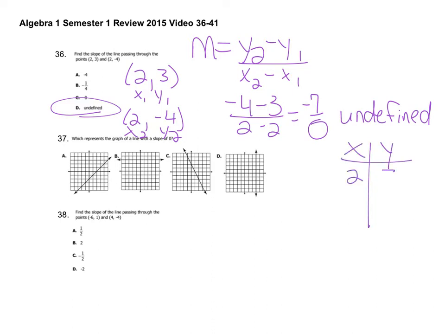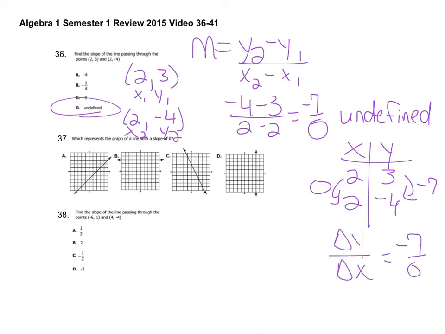Now, let me also remind you, if the slope formula gave you problems and you wanted to use a mini table, we could put (2, 3) and (2, -4) in a table. To get from 3 to -4, we go down 7. To get from 2 to 2, we don't change at all. So my change in y over my change in x is -7 over 0. I get the same thing.